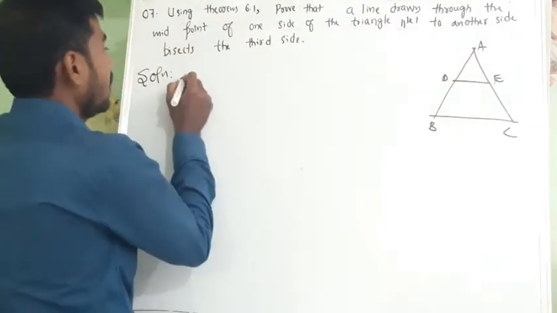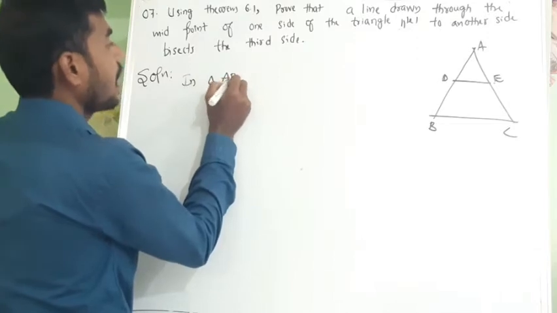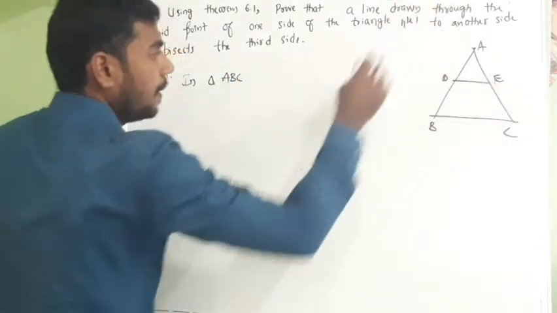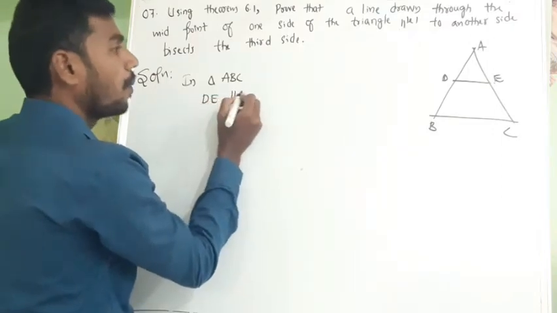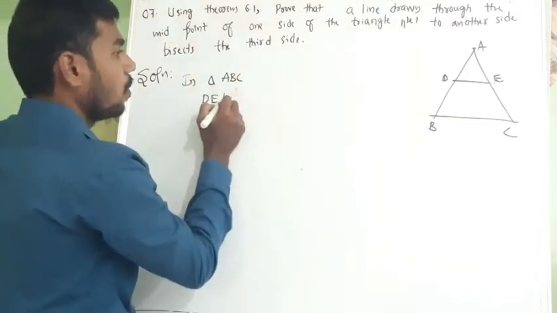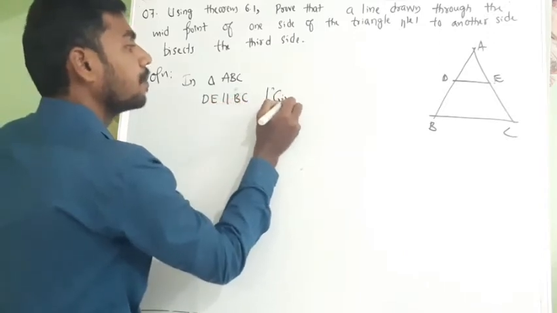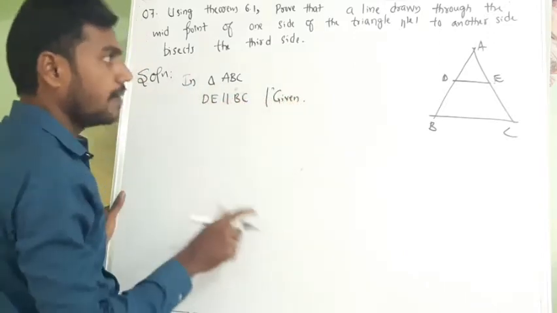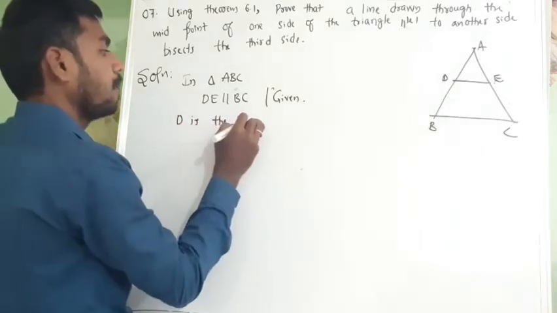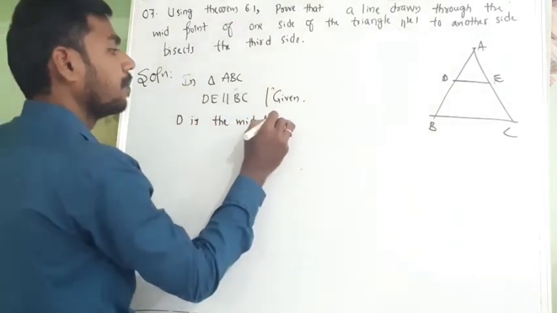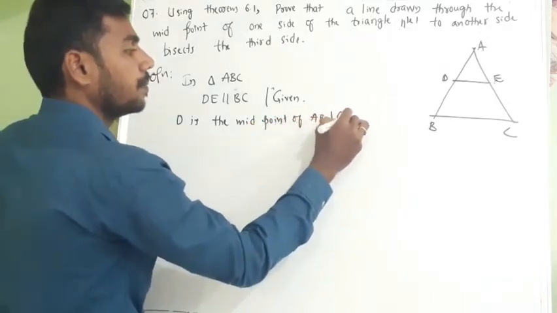See, in triangle ABC, DE is parallel to BC. It is given. And it is also given that D is the midpoint of AB. This is also given.